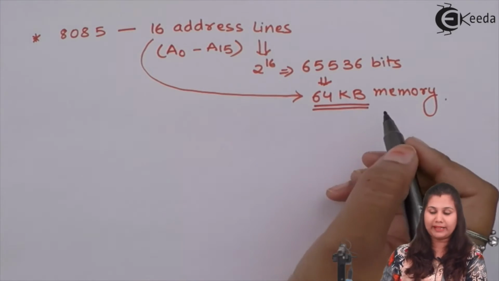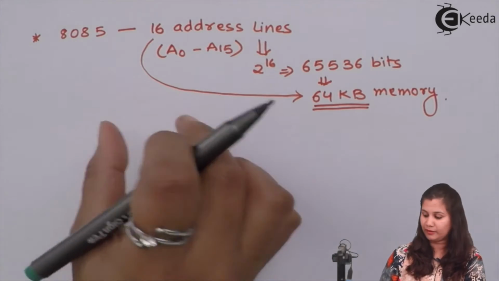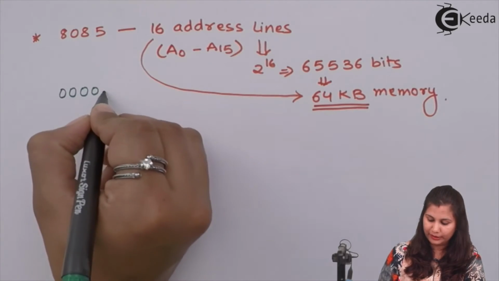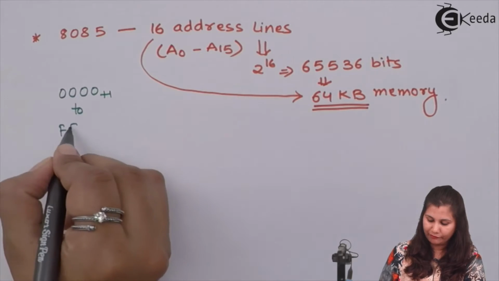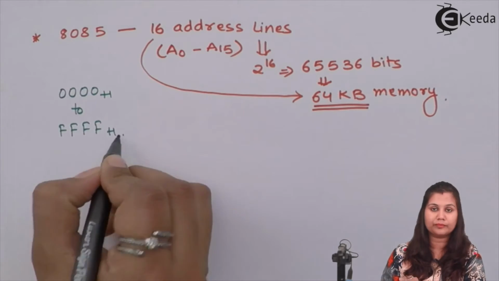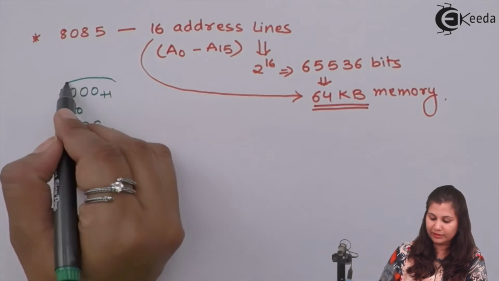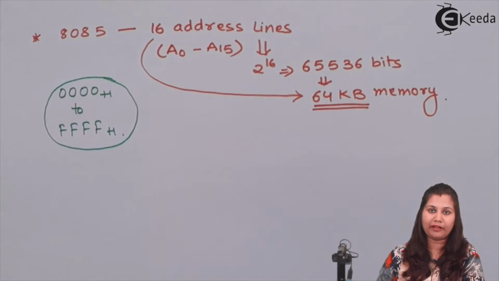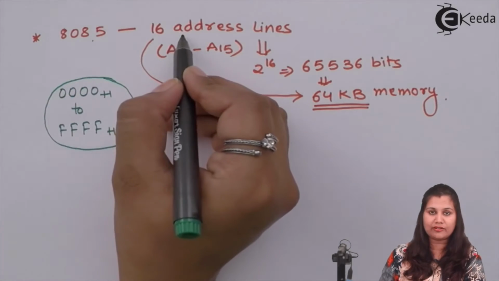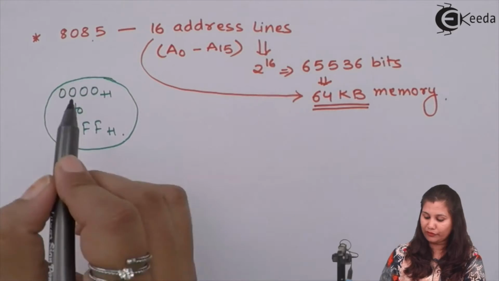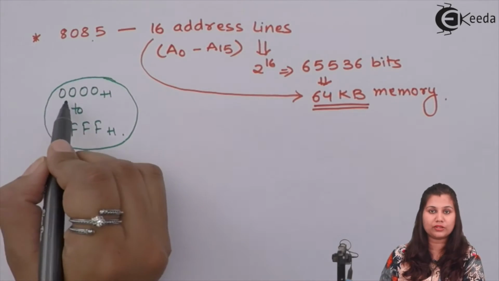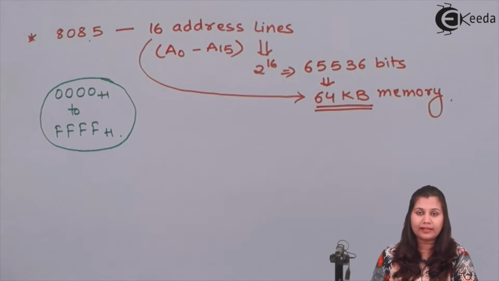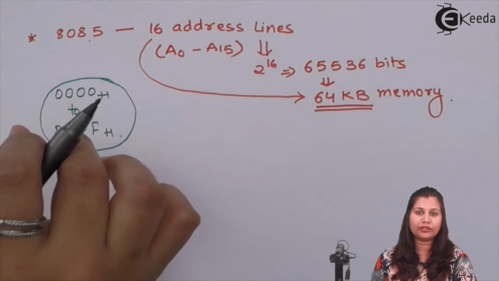If we mark the addresses of this 64 kilobytes memory, it will start from 0000H to FFFFH. These will be the addresses of the memory locations which can be addressed by the 8085 microprocessor. Because it has 16 address lines, 2 raised to the power 16, we have the address range starting from 0000H to FFFFH. This is the address range of the memory locations.